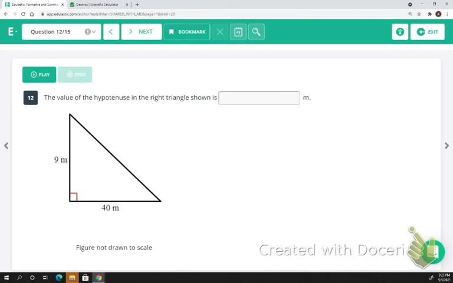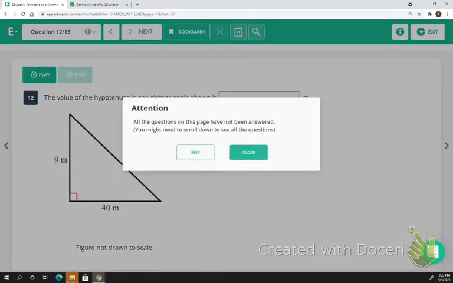All right, the value of the hypotenuse to the right. Once again, here we're going to use the Pythagorean theorem, a squared plus b squared is equal to c squared. So you guys can use that one.